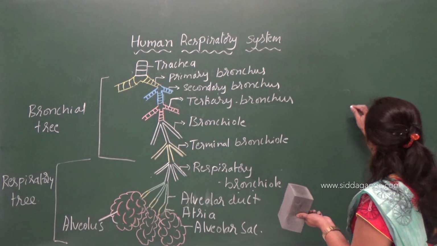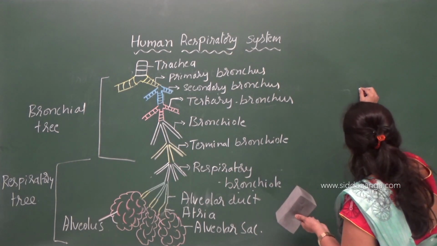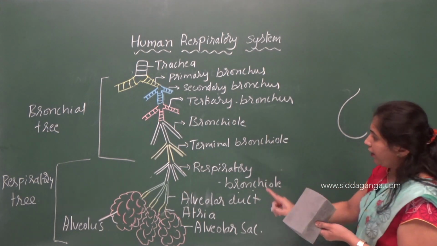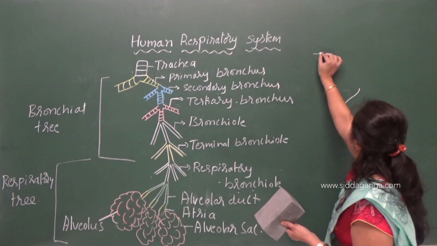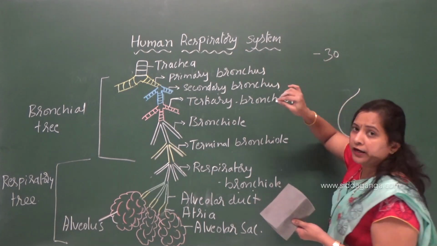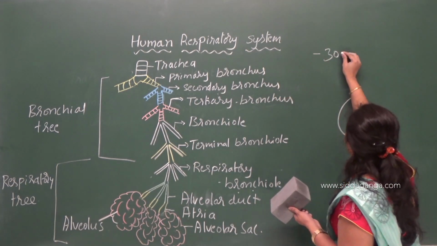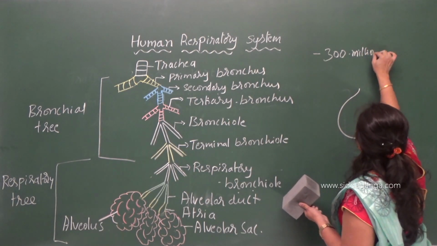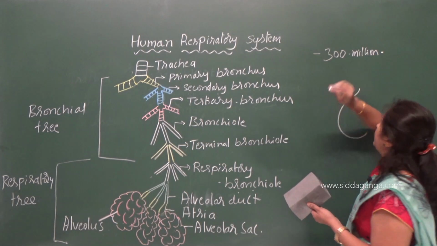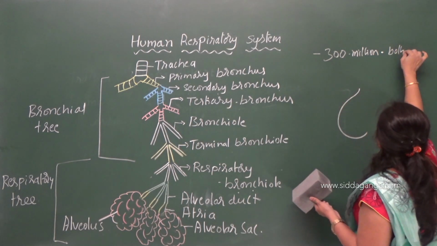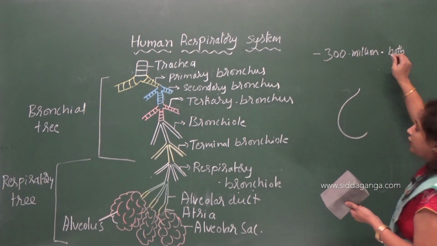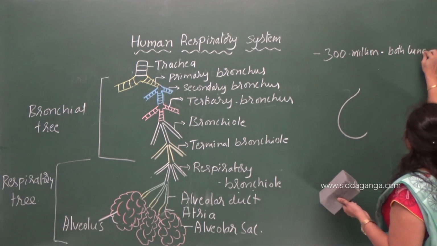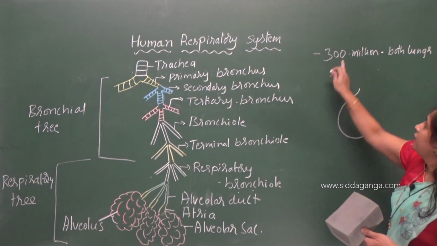I will write alveoli now. So a single alveolus is a bag-like structure. Nearly 300 million alveoli are present in both the lungs. So how many alveoli are present in both the lungs? Nearly 300 million. These alveoli are the structural and functional unit of lungs.